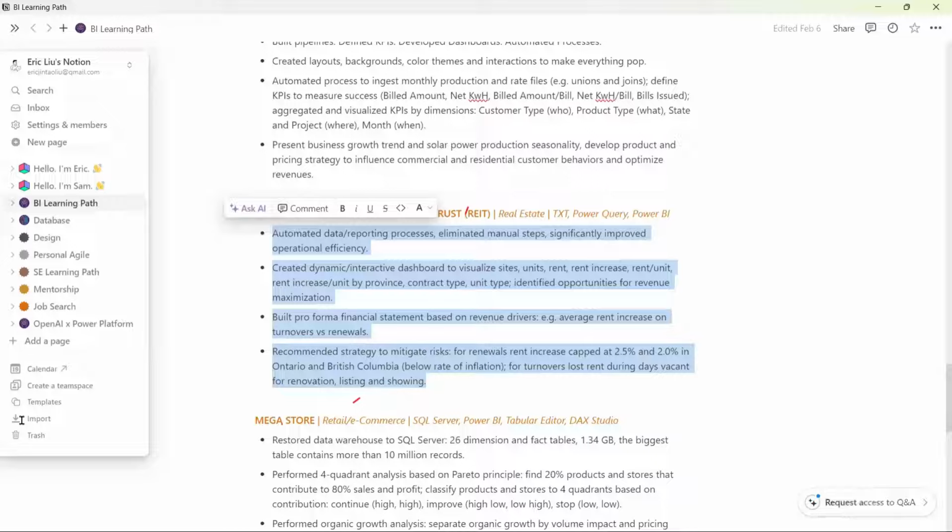And the other company I can think of is CAPREIT. CAPREIT is Canadian Real Estate Investment Trust, and it's specialized in student housing, and they are also hiring data professionals.